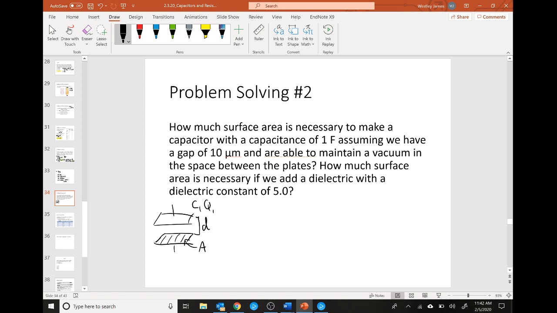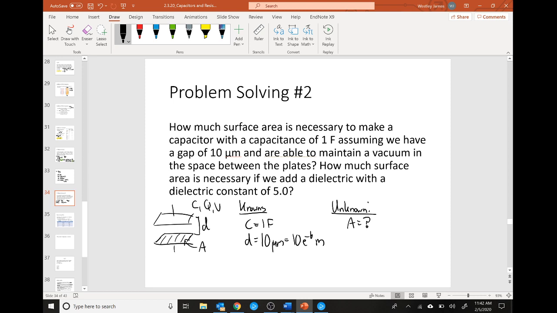So there's some C, there's some Q, there's some V. I guess there's some energy, but we don't need to worry about that. So our knowns, C equals 1 farad, and D, so this is a gap. This is translating what the word problem is saying. Assuming we have a gap of 10 micrometers, this gap is denoting the distance between the plates, so that's the variable D. 10 micrometers, which equals 10 times 10 to the minus 6 meters. And our unknown is the area.